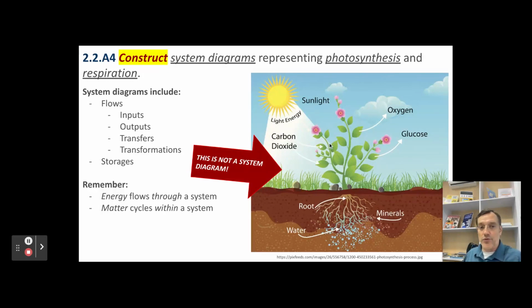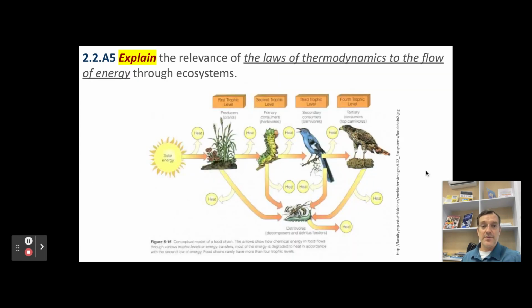Construct a systems diagram of photosynthesis and respiration. Don't draw this. This is not a systems diagram. Stick with your boxes and your arrows. Show the outputs, show the inputs, the transfers, the transformations, and the storages. Right? Do not draw plants and animals. And again, this is very similar to what we just saw.